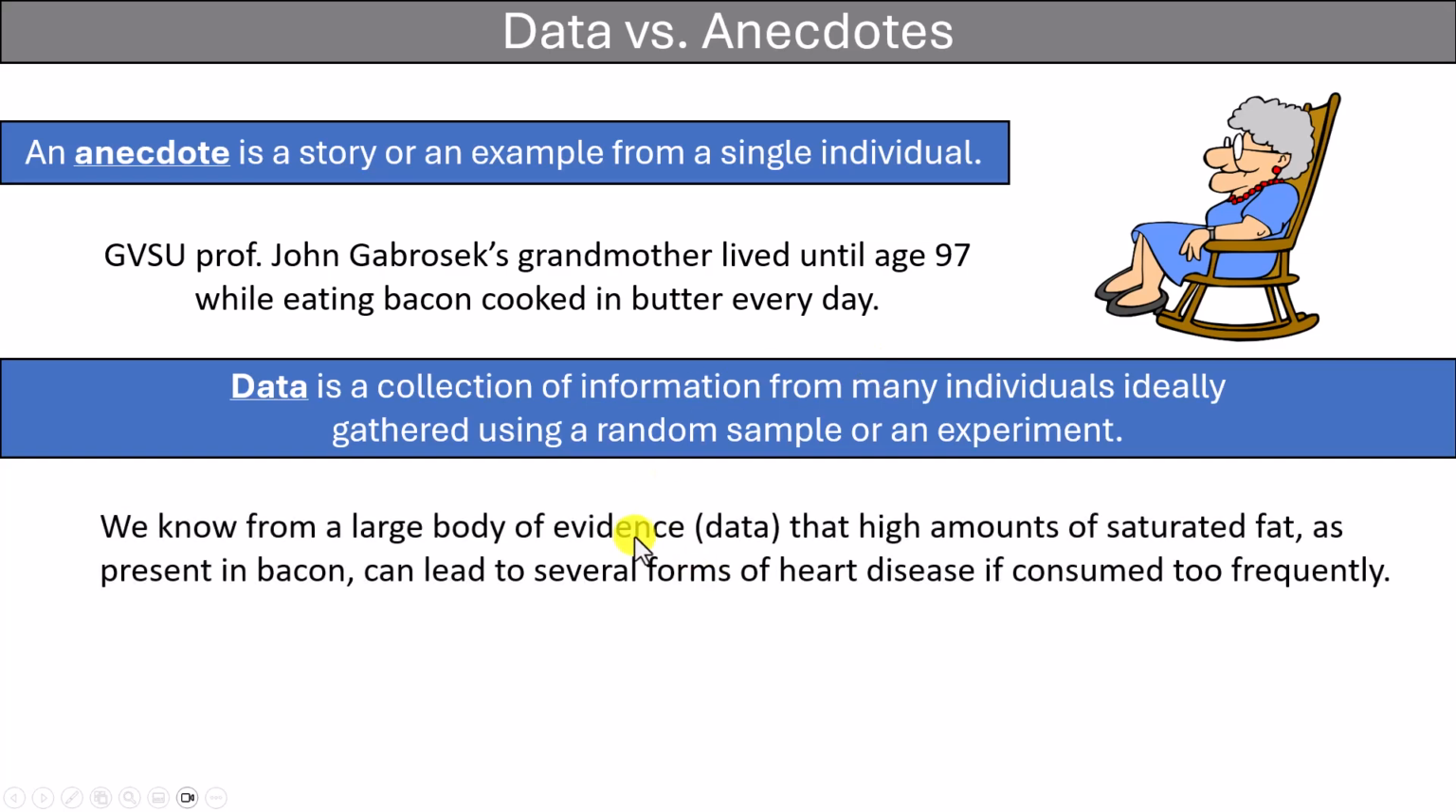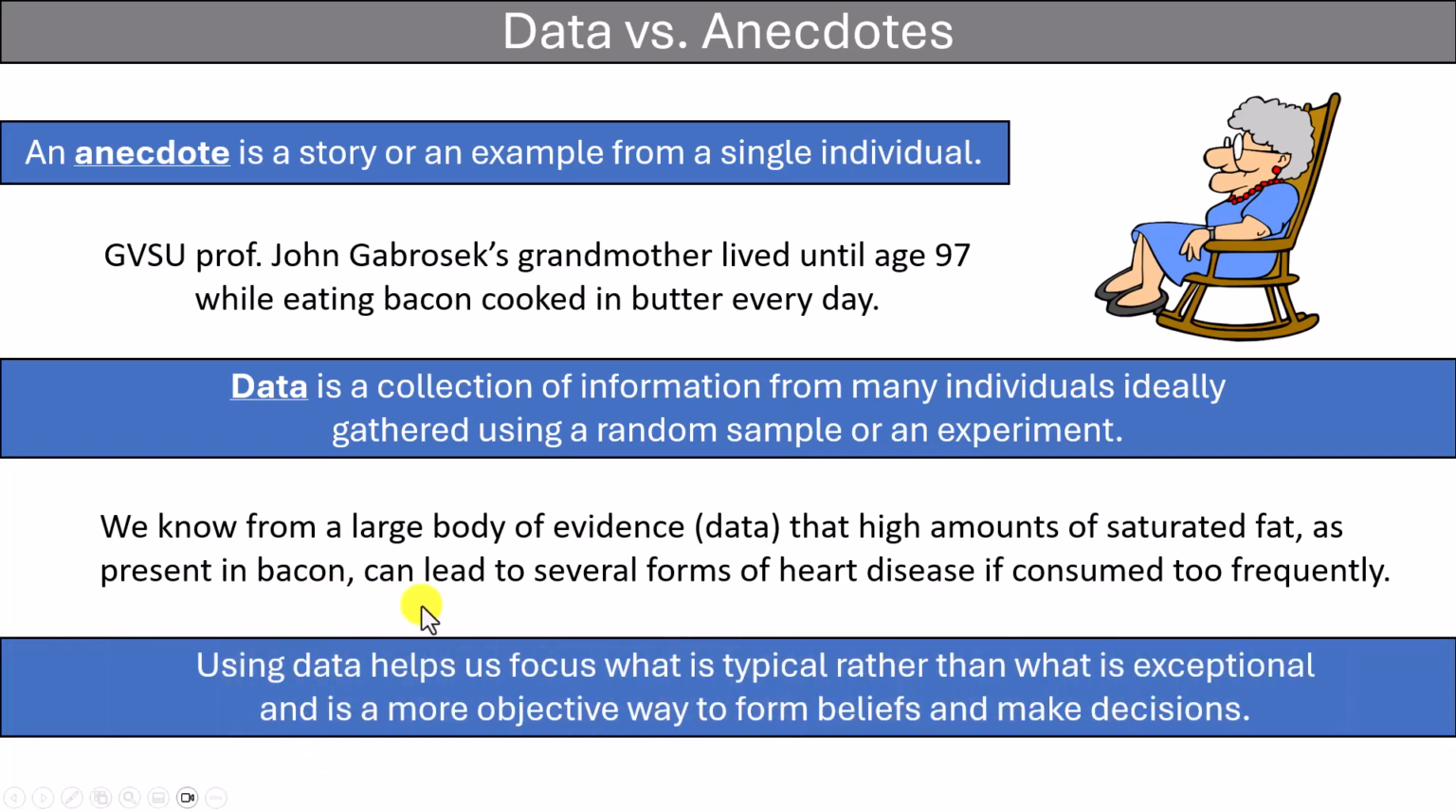So what does the data say about eating bacon cooked in butter? Well, we know from a large body of evidence, which we would call data, that high amounts of saturated fat, as present in bacon, can lead to several forms of heart disease if consumed too frequently. In fact, maybe you do or do not know this, but all processed meats, including bacon, are actually classified as carcinogenic by the World Health Organization. So definitely this is not a great idea to consistently be eating processed meat or especially bacon on a regular basis if your goal is to live to a longer age. This is an exceptional story that is not actually typical.